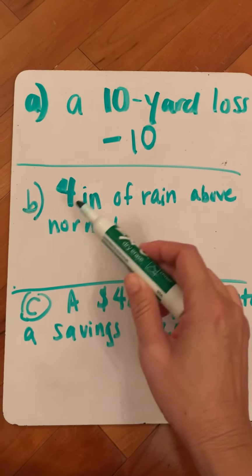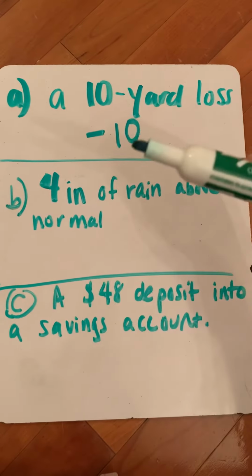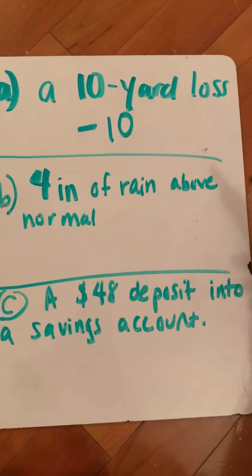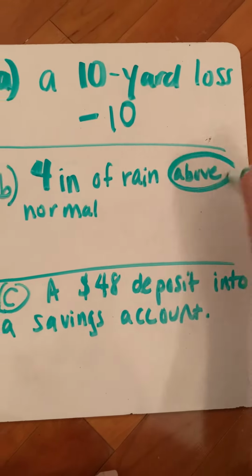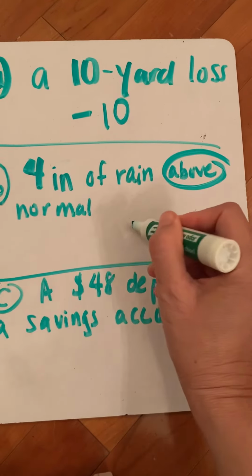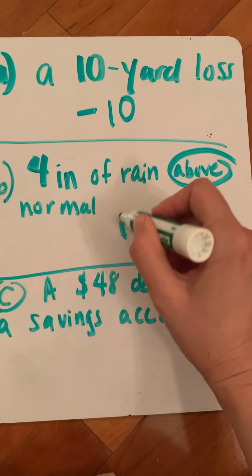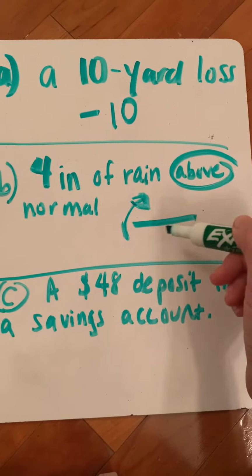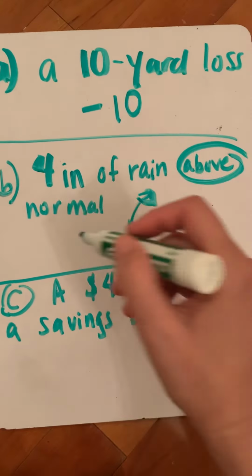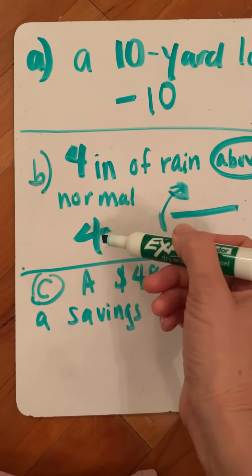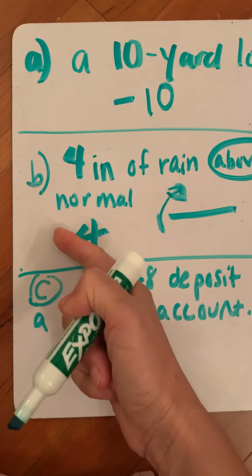For B, 4 inches of rain above normal. Think about it. Would it be a -4 or a +4 if it's above normal? So if this is normal and it's above normal, it would be, you guessed it, a +4. We write +4 just like this. No need to put a plus sign in front of it.